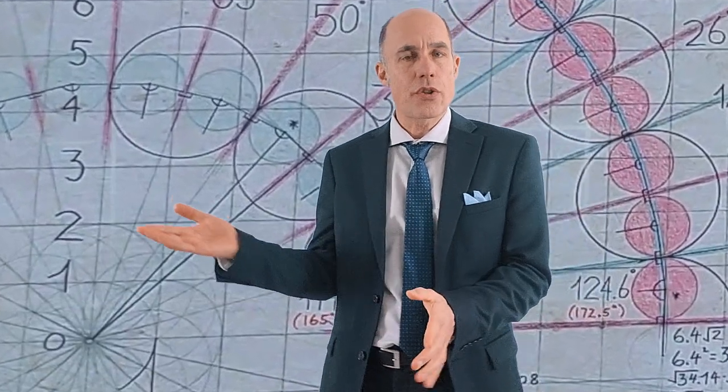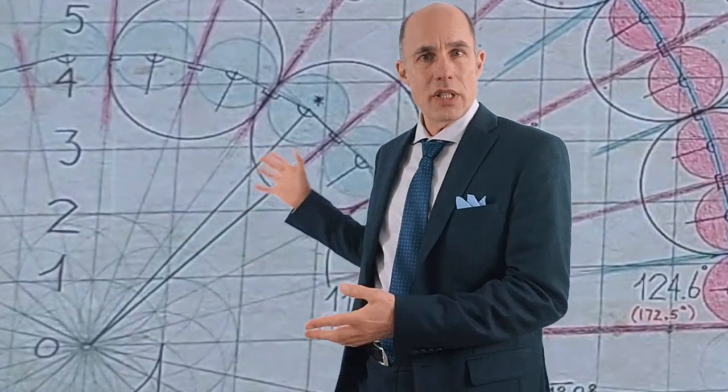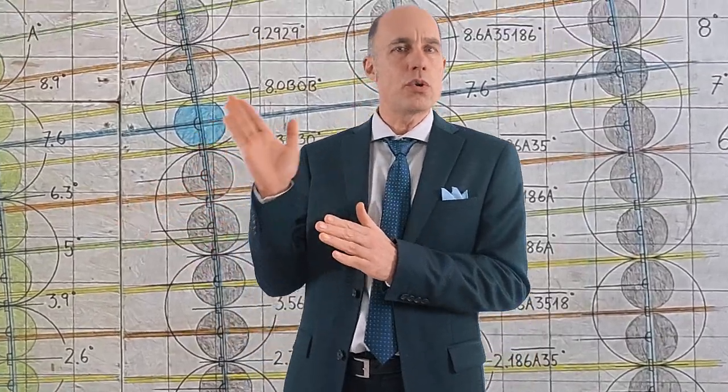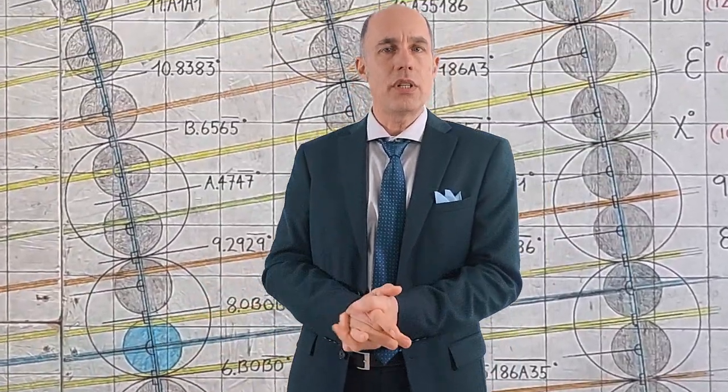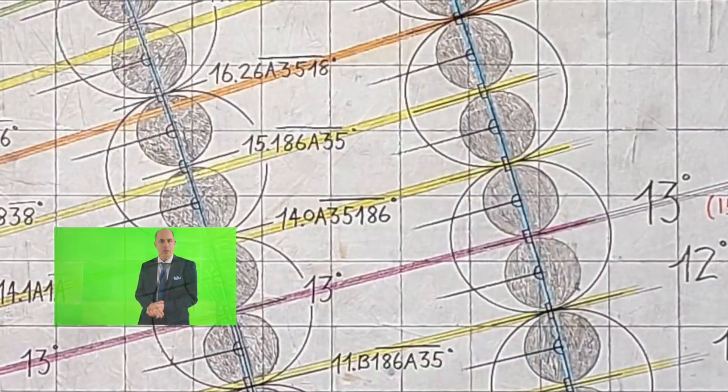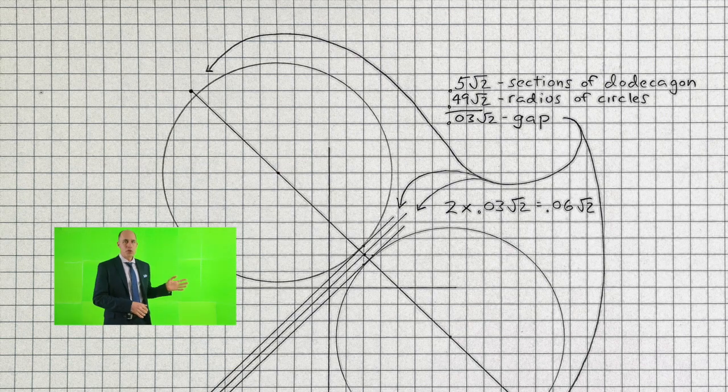So we created all 360 degrees. We had lines going through, and what is unique about this particular diagram is that all the lines that are going through those points that define the degrees are actually lines with a thickness to them. They have a thickness of 0.06 root 2, 2 times 0.03. So you can see that on this close-up of that section of the diagram.